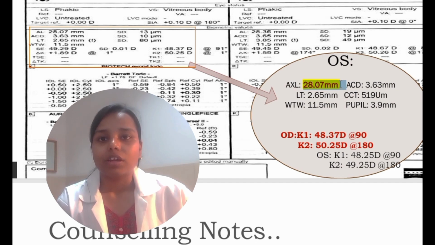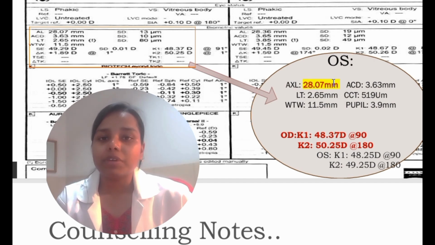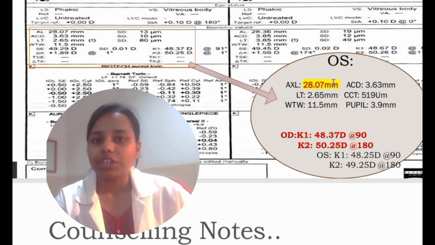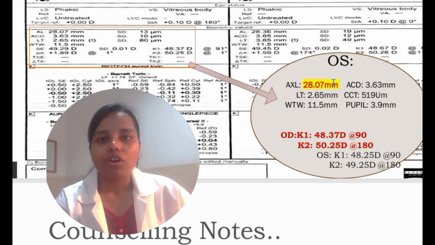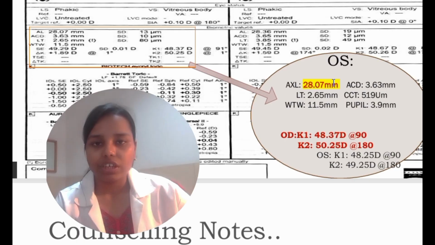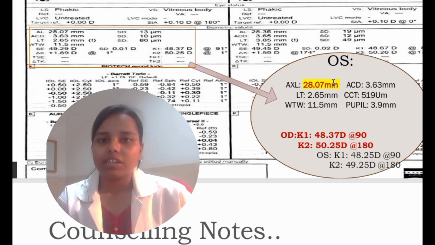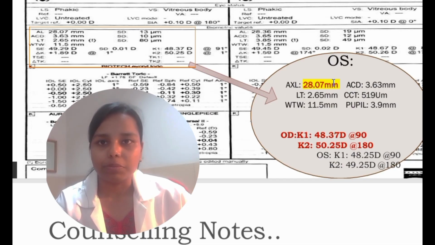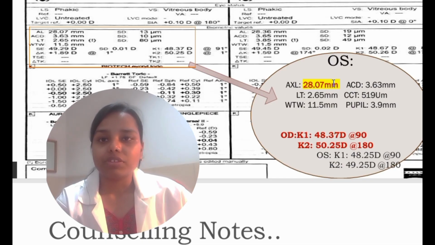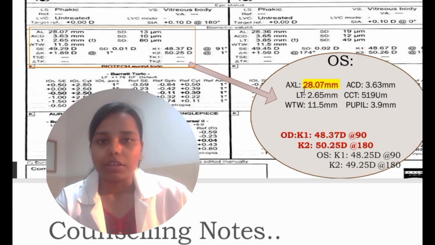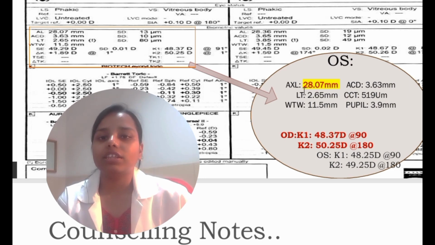28.07 millimeter. Now first tell me, you guys, what is the normal axial length? It is from 24 to 25, or almost we can say in the range of 23 to 25, right? But actually for normal adults we take the normal value as 24 millimeter. But here this patient's axial length is 28.07 for the right eye. So the axial length is more.